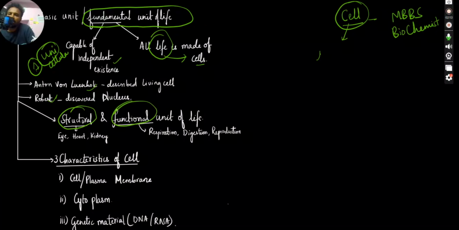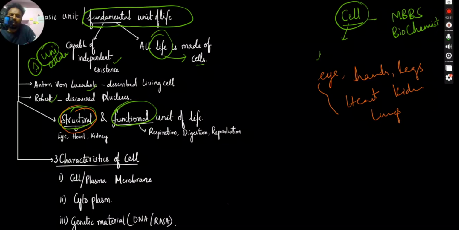So what do you mean by structural and functional unit? Structural: for example, a human needs eyes, hands, legs, heart, kidneys, lungs. So every structure. Where is the information regarding this? Every eye, kidney, hand, lungs and other parts, the information about all these things will be coded in the cell, right?